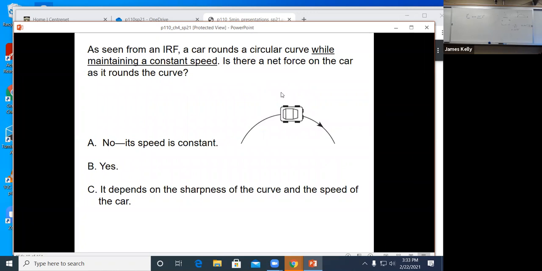Okay, so taking that definition for granted, here's a little voting question. As seen from an inertial reference frame, the claim is that the view we're seeing is one of an inertial reference frame in which objects with no net forces on them travel with constant velocity. Here's a car rounding a curve. We're looking at it from above while it maintains constant speed. So maybe it's going at 5 miles an hour the whole way while it turns around in this semicircle. Is there a net force on the car as it rounds the curve, if this is being seen from an inertial reference frame?